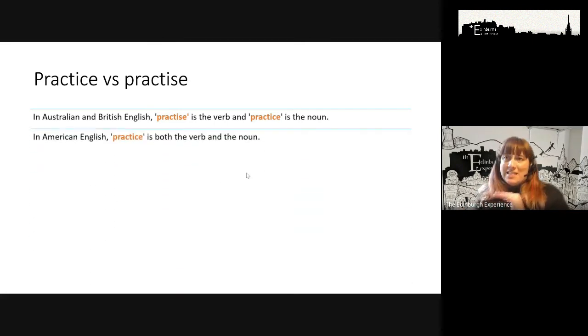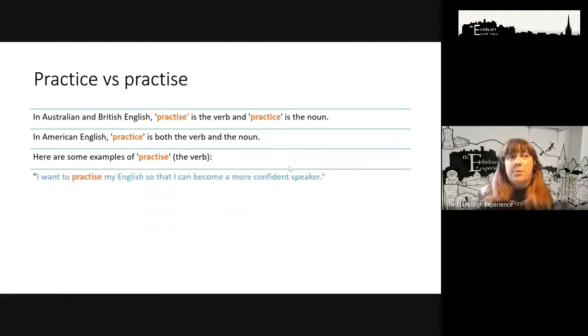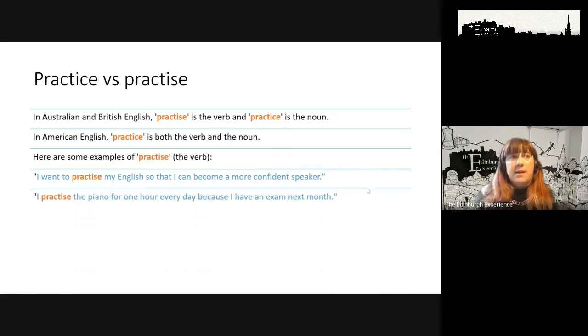So this is different in American English because in American English, they use the same spelling for the verb and the noun. So here are some examples of using practice as a verb. I want to practice my English so that I can become a more confident speaker. I practice the piano for 1 hour every day because I have an exam next month.